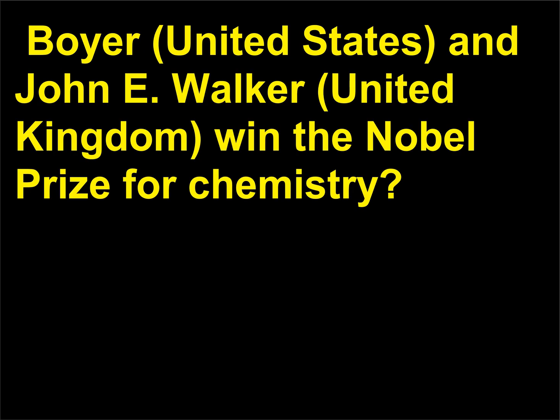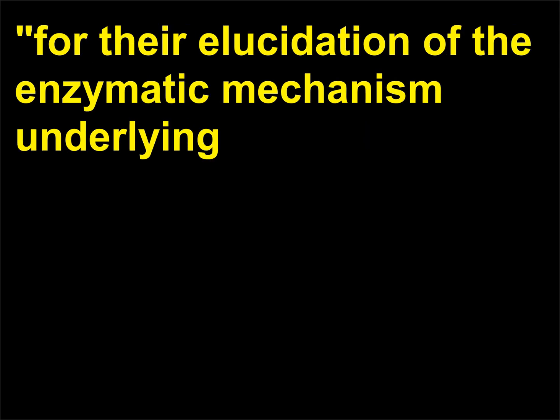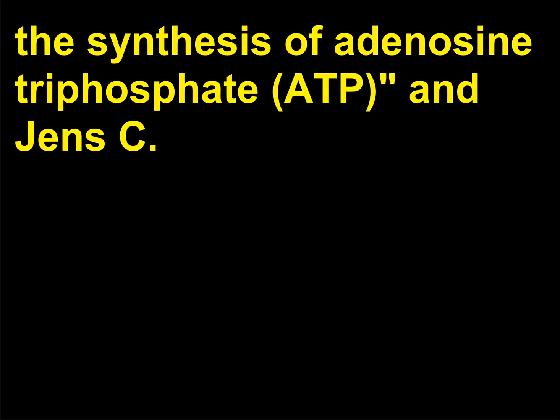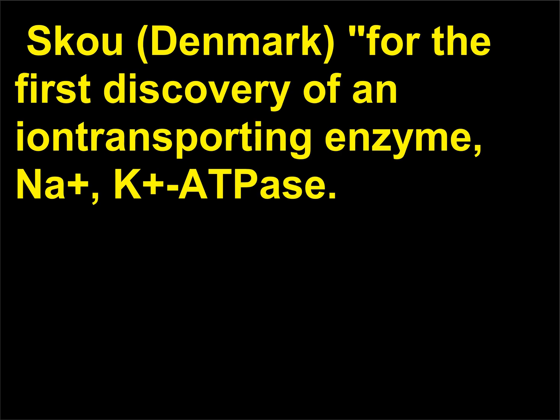Why did Paul D. Boyer, United States, and John E. Walker, United Kingdom, win the Nobel Prize for Chemistry? For their elucidation of the enzymatic mechanism underlying the synthesis of adenosine triphosphate, ATP, and Jens Skou, Denmark, for the first discovery of an ion-transporting enzyme, Na+, K+-ATPase.